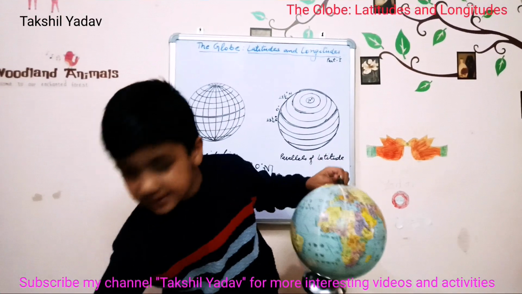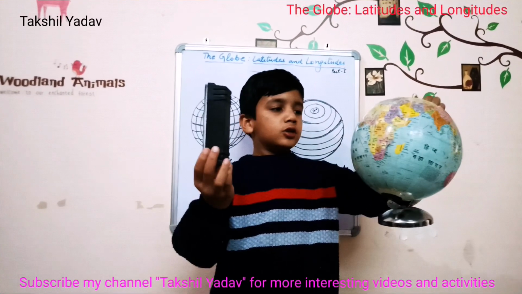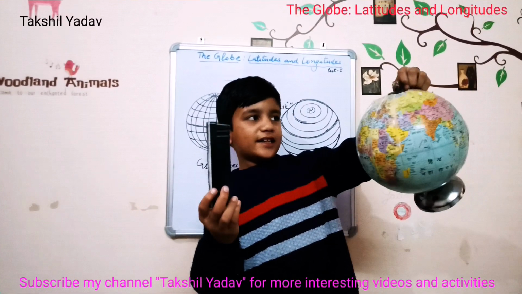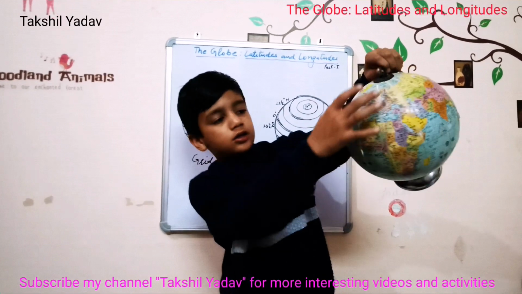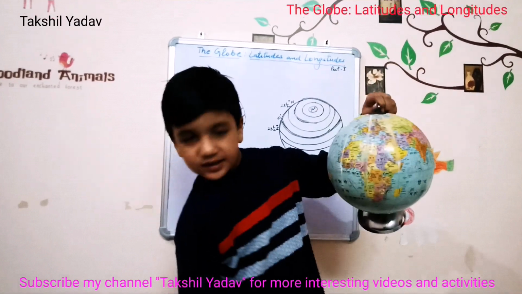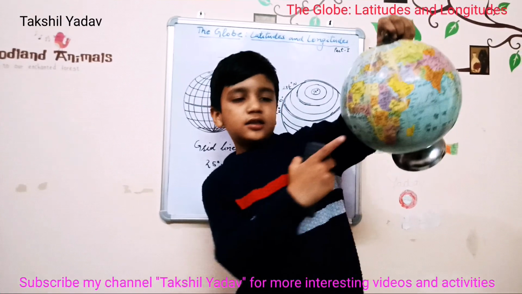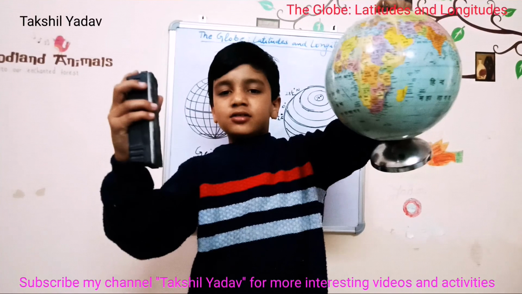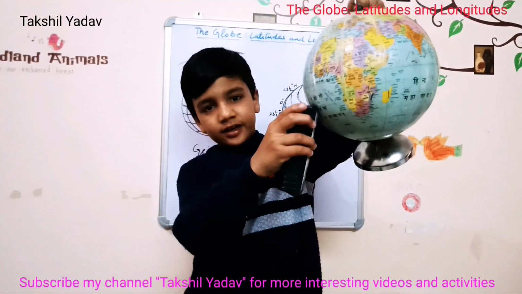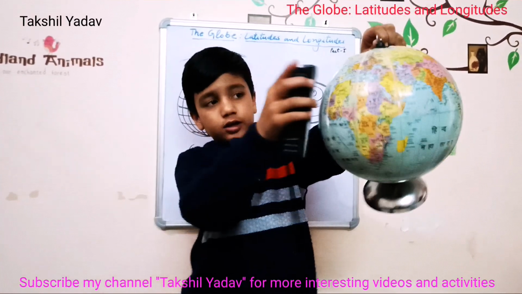Assume that this is the sun. So at first it will go like this. Here we can see that the northern hemisphere is facing the sun, and the southern hemisphere is turned away. So the sun rays will go slanting here, but they will go direct here.